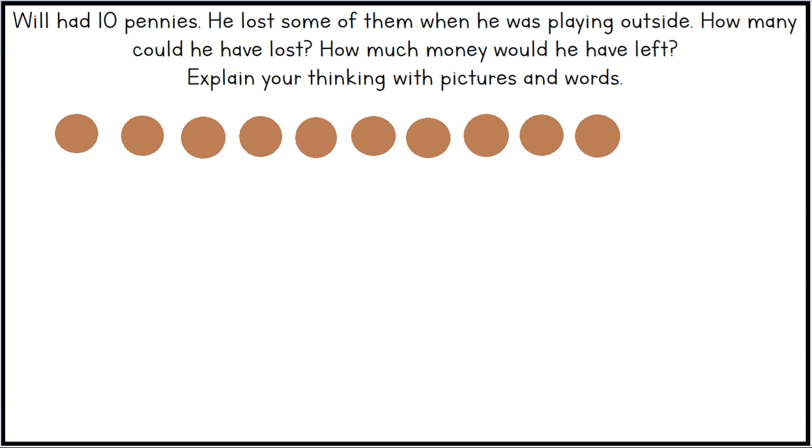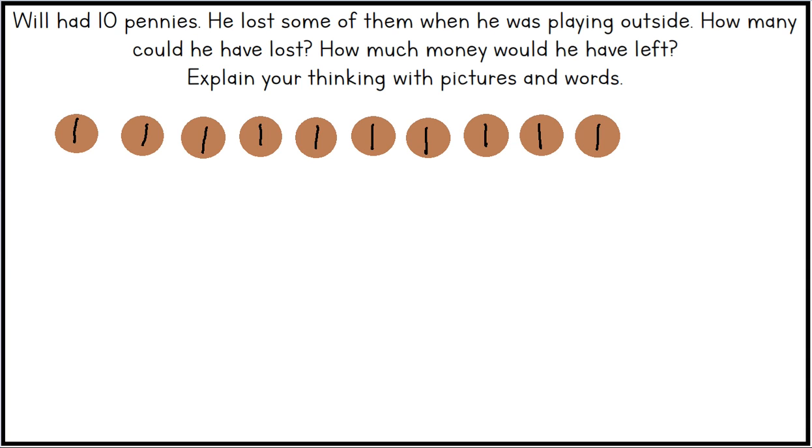Now, it says he lost some of them when he was playing outside. How many could he have lost? So we have to think about this. He has 10 pennies. And when you have 10 pennies, how much money do you have? Each is only worth 1. And you know what? I'm going to go ahead and label it with a 1 on the inside so that you guys can remember each one is worth 1 cent. Just to help you out. Even though the penny doesn't really look like this, remember a penny has Abraham Lincoln on the front. That's just to help you guys out a little bit.